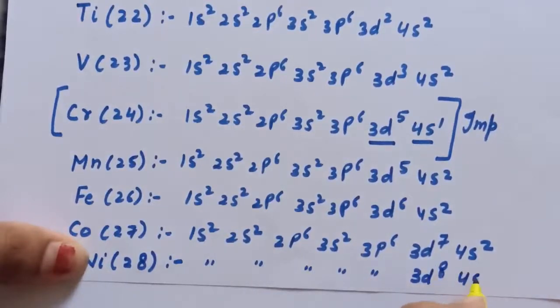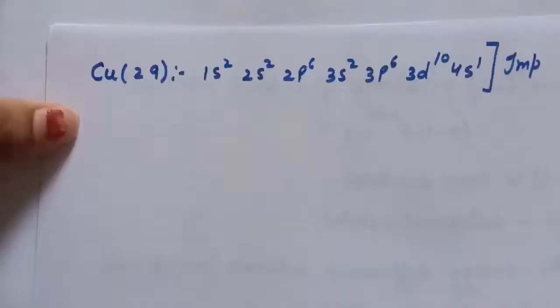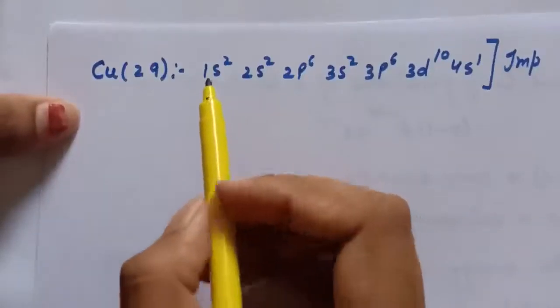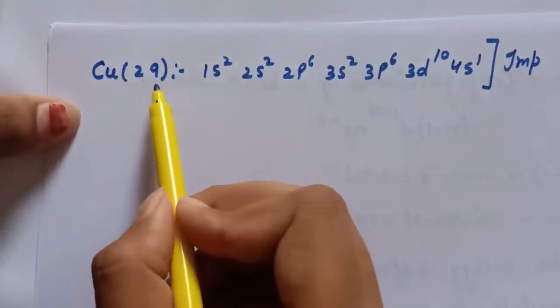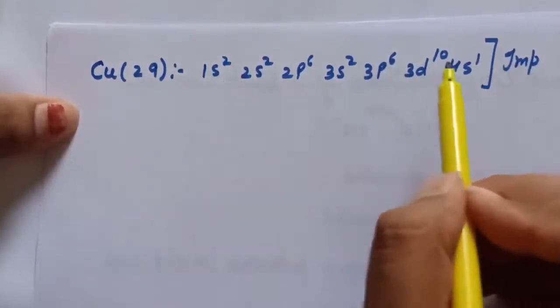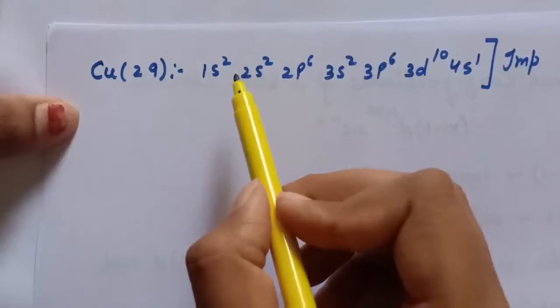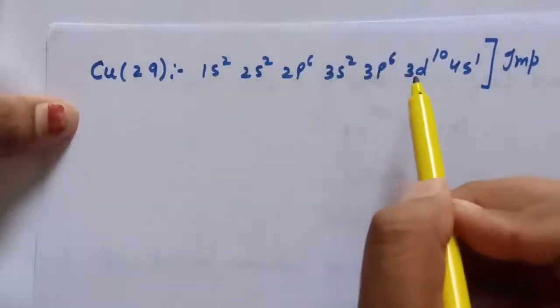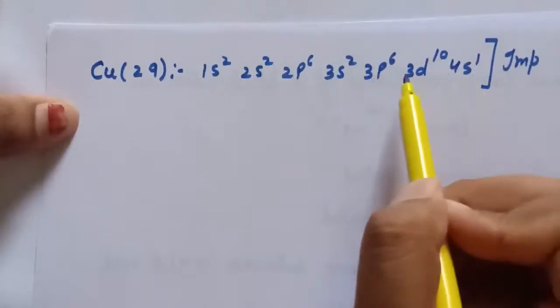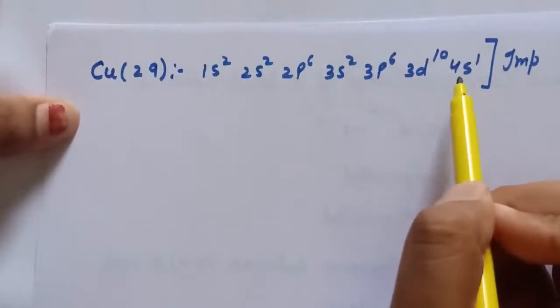3d8 4s2. Now again, if we want to write down the electronic configuration for copper, the atomic number is 29, and here again an exception is there. The electronic configuration is 1s2, 2s2, 2p6, 3s2, 3p6, 3d10, 4s1, because this electronic configuration is more stable.